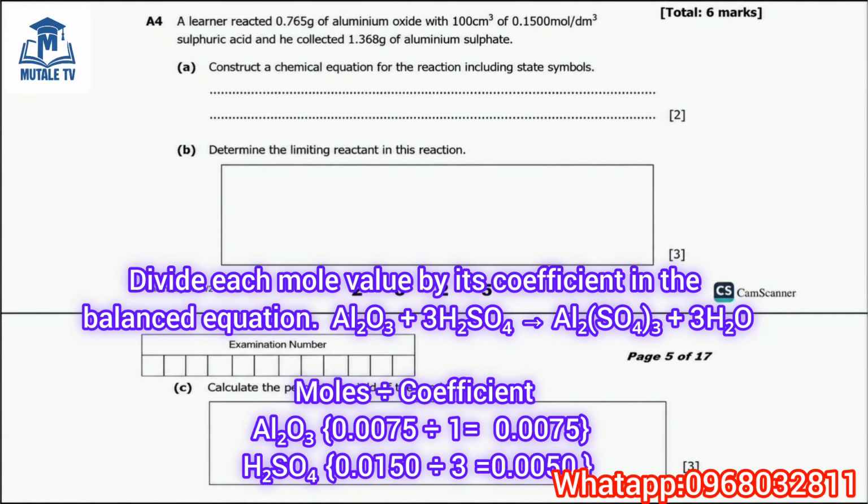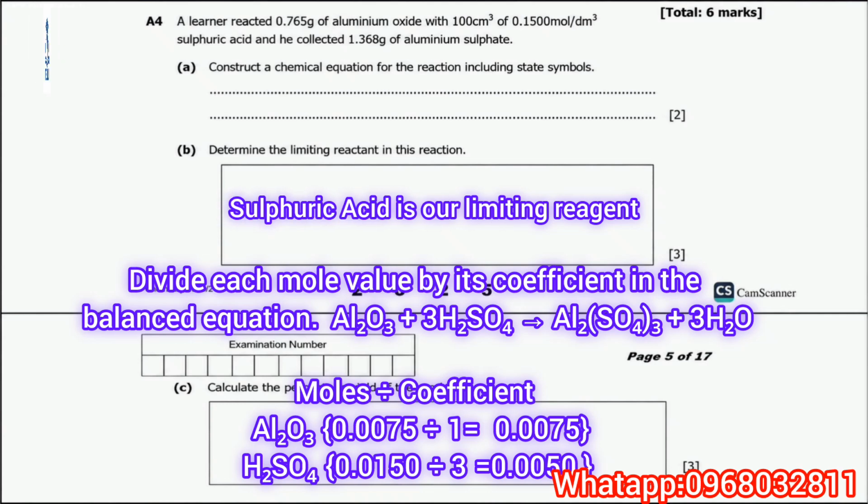Once you do the calculations there and find the answers, you're going to compare. You ask yourself, which one has the smallest value? In this case, the substance with the smallest value is sulfuric acid, and that's your limiting reagent.